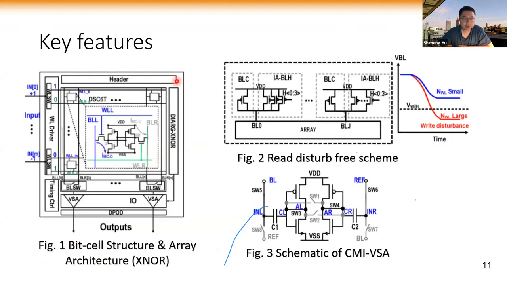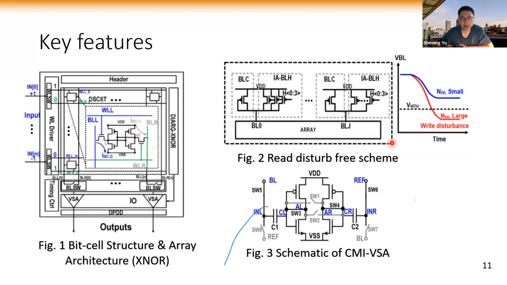Here are some key features of the design. First of all, this implements the XNOR computation, because if you split the word line, as we discussed earlier, then the bit cell essentially performs the XNOR computation. So naturally, you can map this to the binary neural network, that's the XNOR-Net.